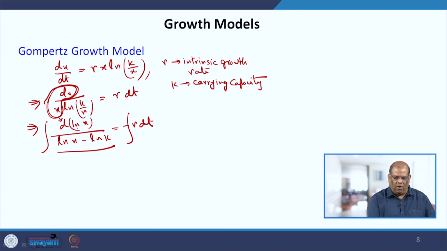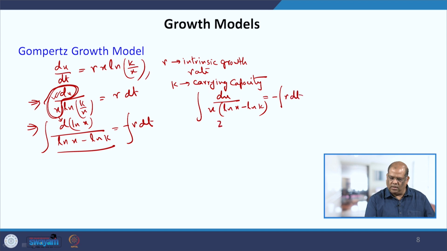Or otherwise, d of ln x is just the differential of this, that is 1 by x dx. So, you get this part. Or otherwise, you can do like this, you can just write this as integration dx by x, then ln x minus ln k with a negative sign, it will go to minus r dt, and then substitute z equal to ln x minus ln k, your dz is going to be 1 by x dx.